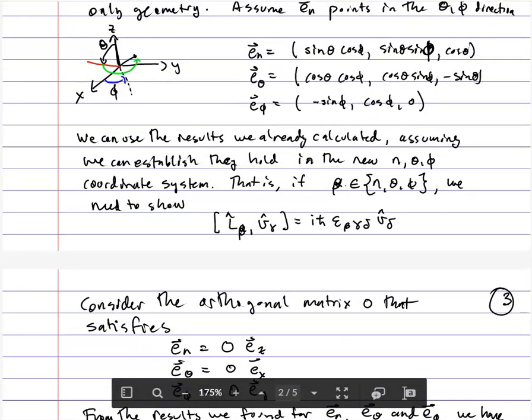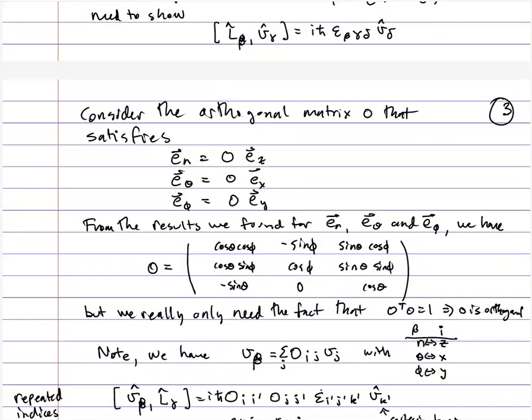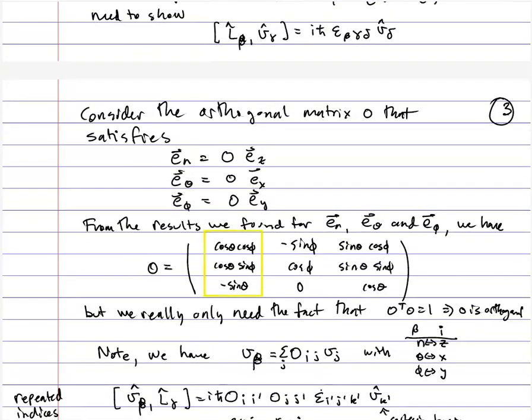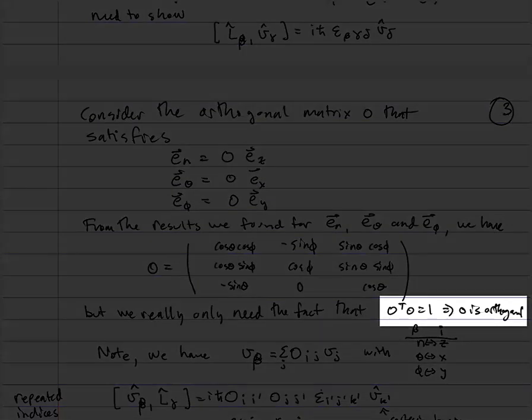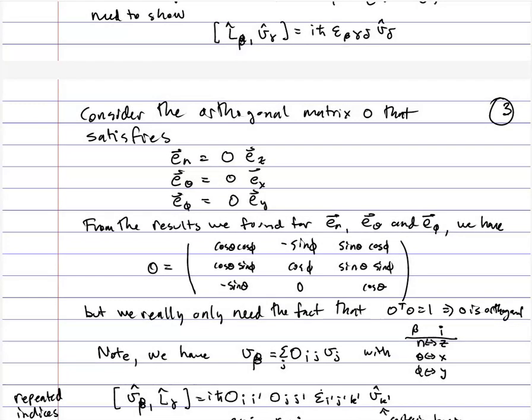What you can see here is that if we take the vectors e_theta, e_phi, e_n as columns, that's what the O matrix is. And what we really need to know is that O transpose O is equal to 1. You can verify that for yourself if you don't recognize that that is an orthogonal matrix.